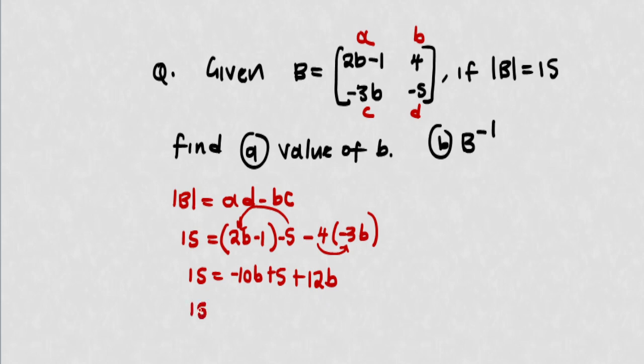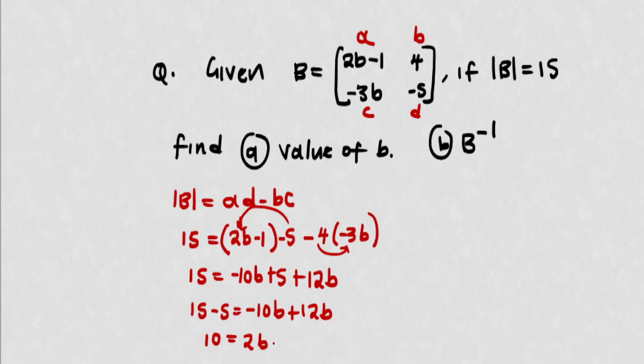Here I can say 15 will subtract 5 because the 5 is positive here. This side it will be negative. Then I have negative 10b plus 12b. So 15 minus 5, that is 10. Then negative 10b plus 12b. So different signs you subtract. So it will be 12 minus 10, we get 2, positive 2b.